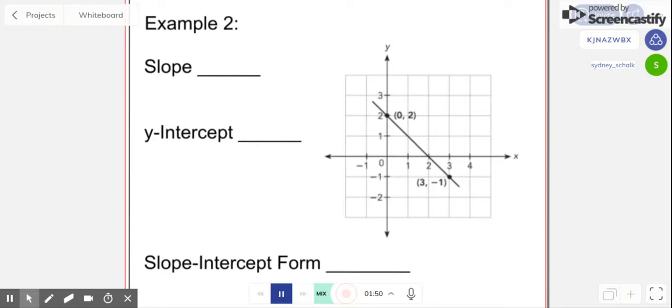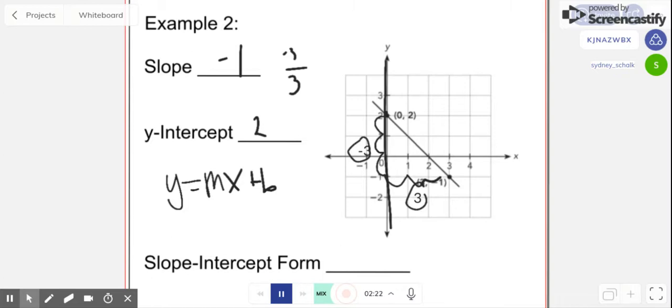Same thing for my second example. First, I need to find my slope. So I'm actually going down 1, 2, 3, and then over 1, 2, 3. So since I'm going down, we make that a negative 3, and since I'm going to the right, it's a positive 3. We have negative 3 over 3, which actually gives me negative 1. My y-intercept is intersecting right here on that y-axis, so that's at 2.